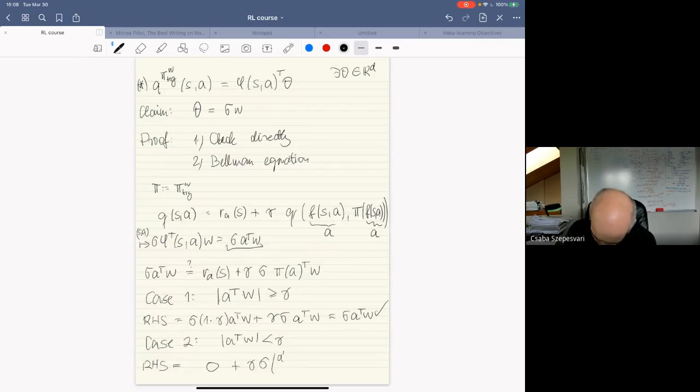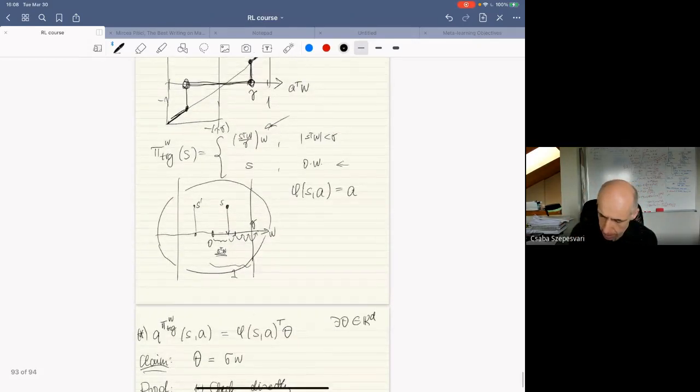All right, so that's gamma times W transpose W. All right, so that's good because gamma cancels. This is 1 because we had a unit vector. So this is also sigma times A transpose W. Right, so case 2 is also verified. There are no further cases. Case closed. We see that the claim is true. So it's true that the action value function of this target policy is linear in the features.